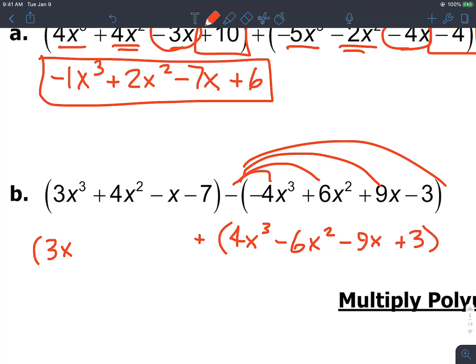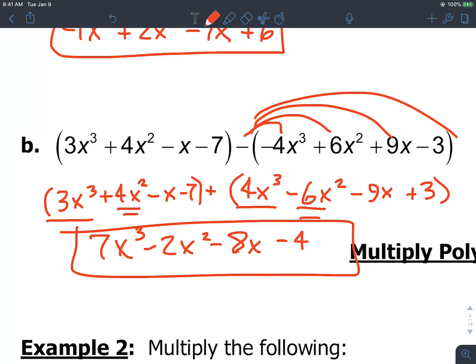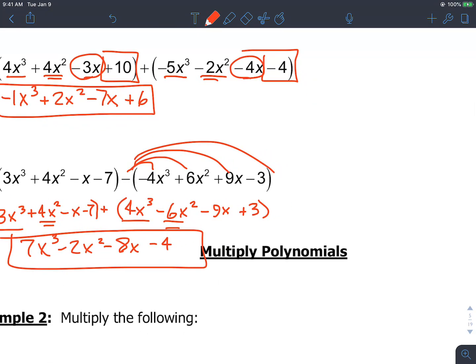And then, after you do all that, then it's just like the top problem. If you have a plus in between, you just add your like terms up. So I think that's going to be 7x cubed. Add your regular x squareds. Oh, I forgot my squared there. That's negative 2x squared. You'll have negative 8x with the regular x's, and then negative 4 for your constant terms right there. So that's adding and subtracting there. Just a big thing with the ones with minus is make sure you distribute the negative.